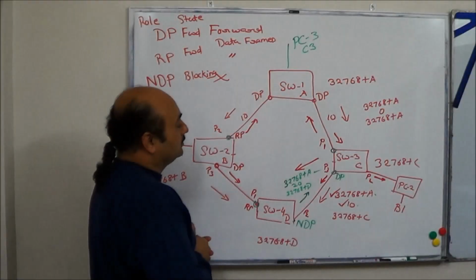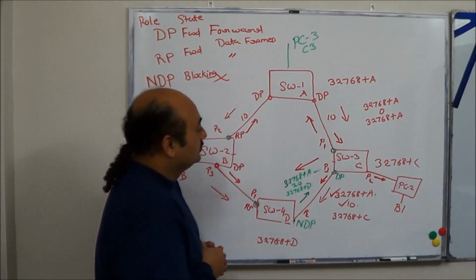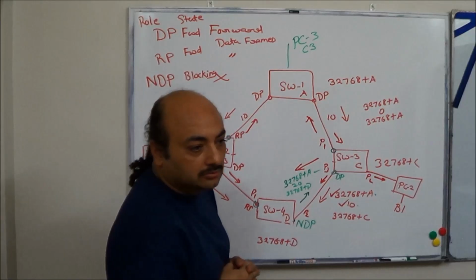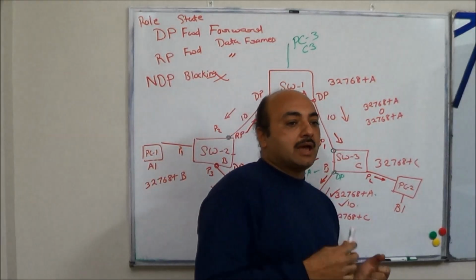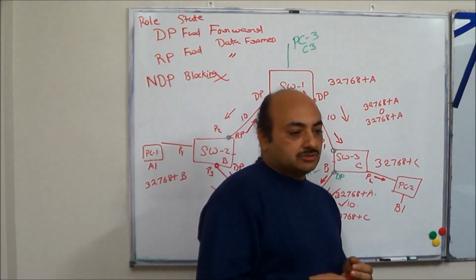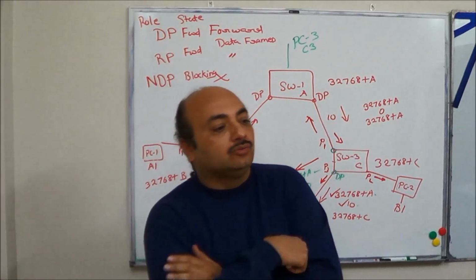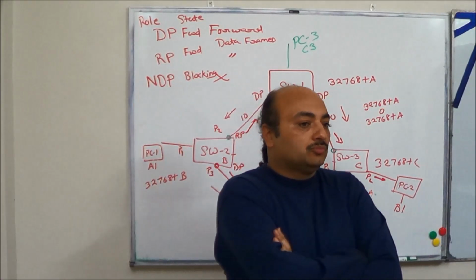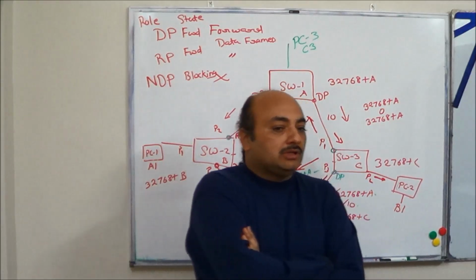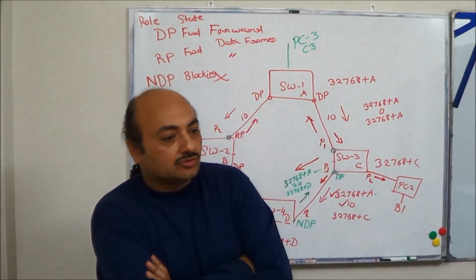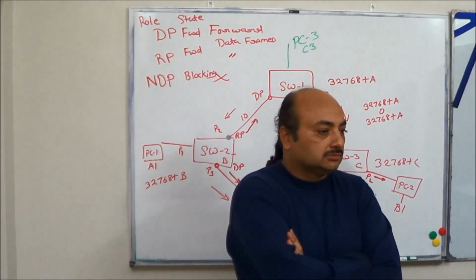We are done with the states. Let's recap. 10 switches in a network. How many root bridges? One. How many non-root bridges? Nine. How many root ports? Nine.